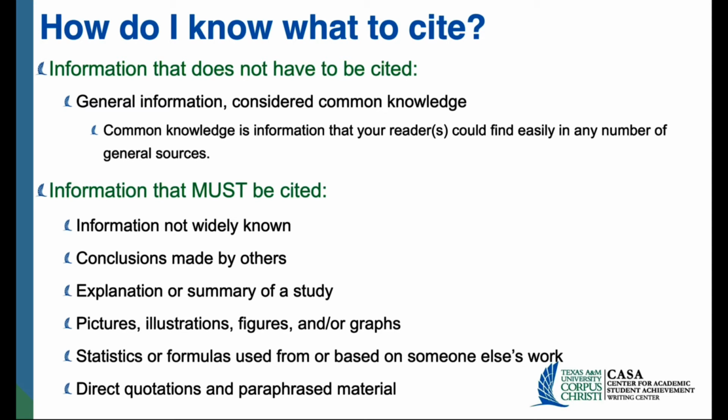So what information must be cited pretty much every time? Well, if information is not widely known, so if it's something that you yourself had to research to know this, and you know that you have to explain it to multiple people, you need to cite it. Any conclusions that are made by others. So that means if you are using somebody else's documentation to prove why a certain event happened, you must cite that conclusion from that author. If you are relaying somebody else's research, you must cite that research.